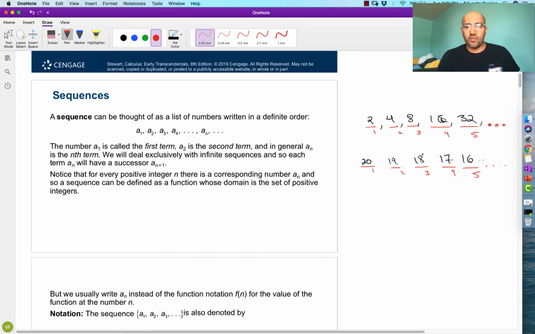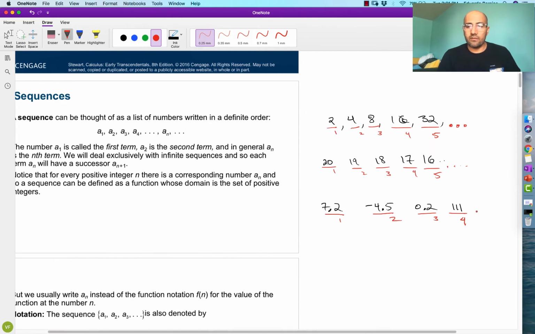Okay, so any values at all. They don't have to have any specific reasoning, right? It could be randomness. It could be that the first number is 7.2 and the second number is negative 4.5 and the third number is 0.2 and the next number is 111, right? So there doesn't have to be a good reason for it. It could be that they're assigned sort of randomly, and that's still a sequence, right? As long as this goes on forever, it doesn't have to be a pattern. Of course, if there is no pattern, then it's not as interesting, right?